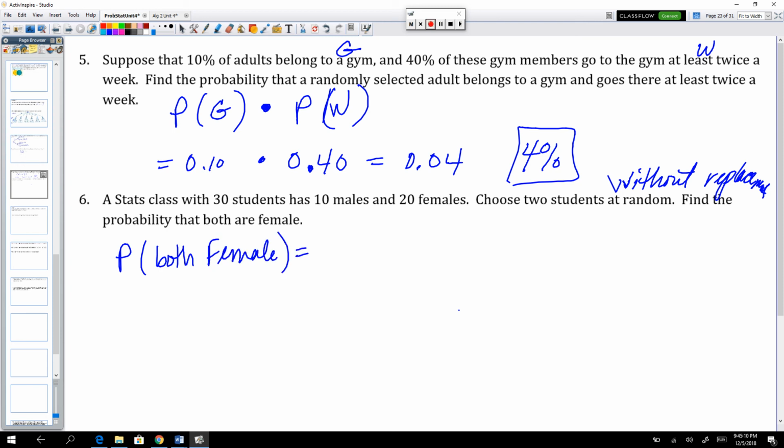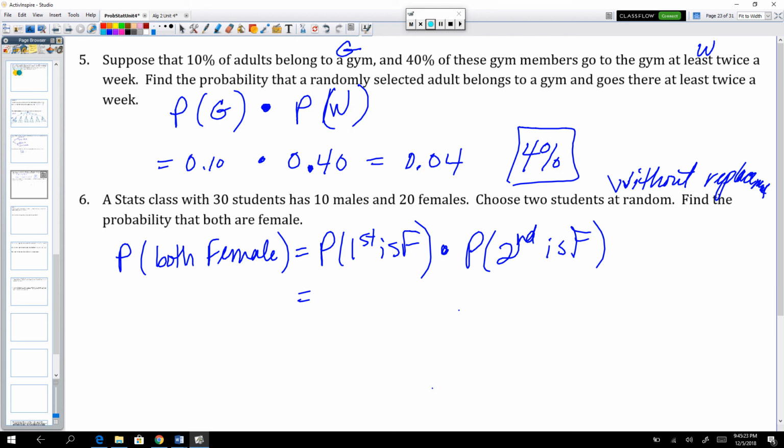So now, the probability that both are female is found by finding the probability that the first person is female times the probability that the second person is female. Probability that the first person is female, there's 30 people in the room, and 20 of them are female. So that's your probability of randomly getting a female. Once you take that person and put them in the hallway, you only have 29 people left in the room. And if you pulled a female the first time, you only have 19 females left to choose from.